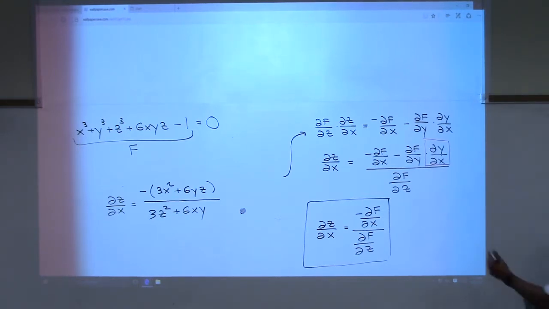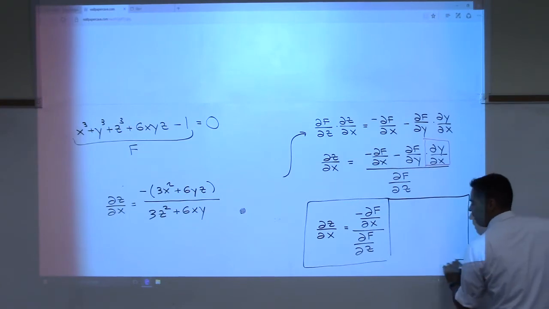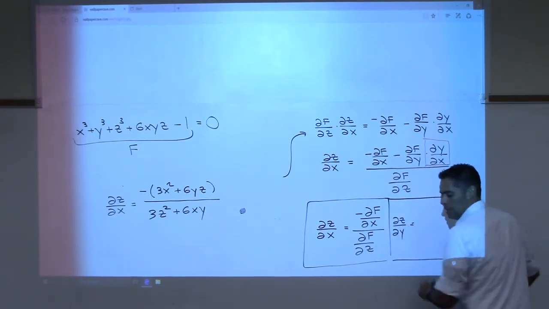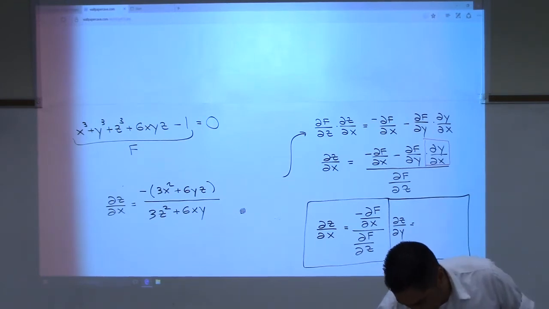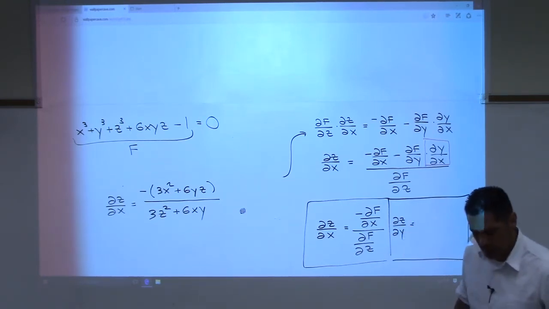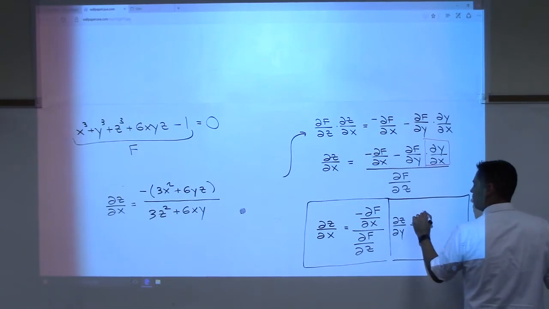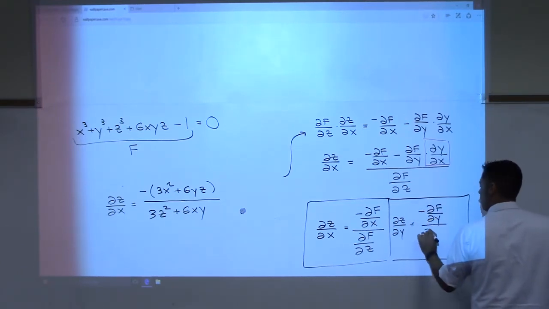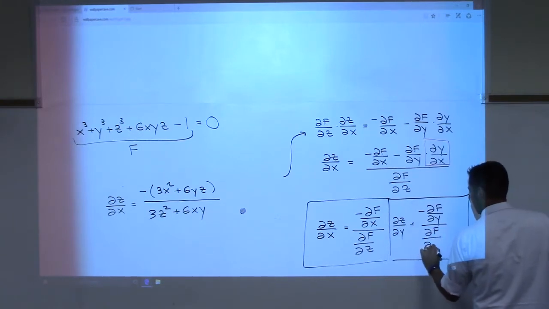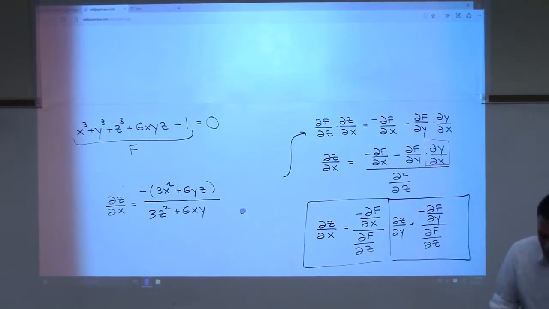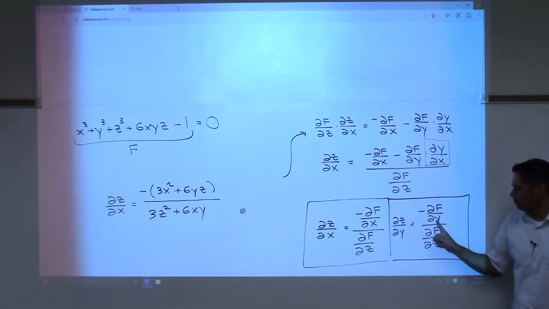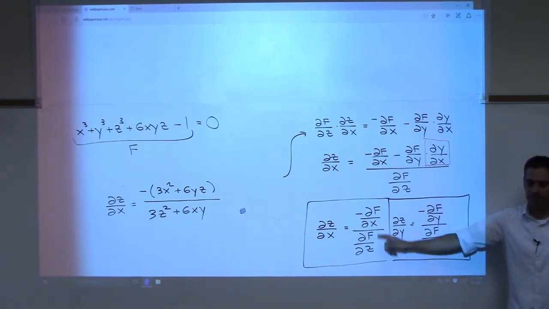Now there's another formula if you want to know the partial of z with respect to y. And that formula is very similar to that one. It's, as you might suspect, negative partial F with respect to y over partial F with respect to z. So there's only one slight little change in that. Do y'all see it? With respect to y, with respect to x.